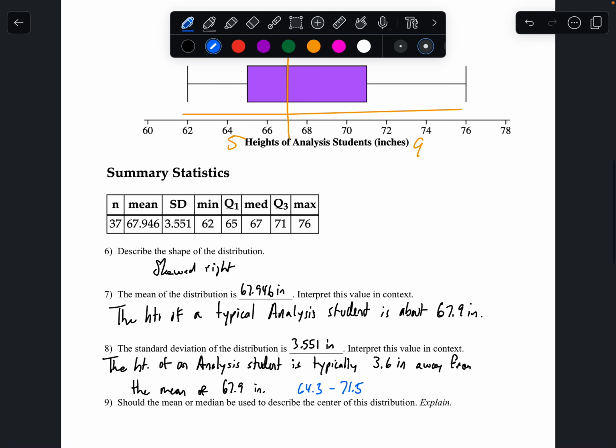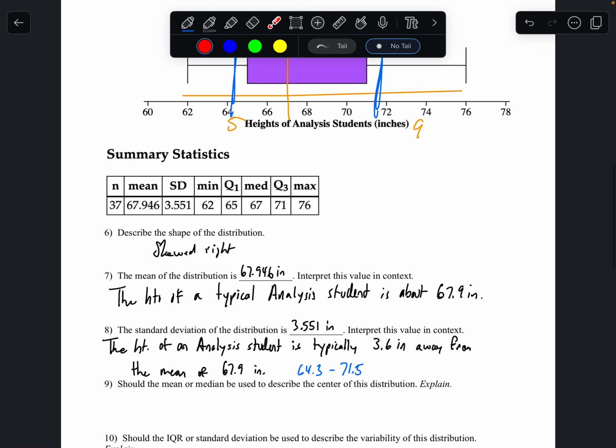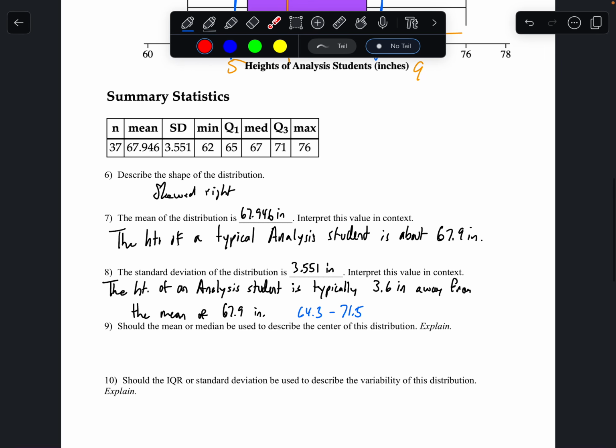So if we look at the box plot, 64.3 would be here-ish, and 71.5 would be here-ish. We can see that over half of the values are in this space, because remember the box is the middle half, and so we've got more on each side of that. So over half of the values are in that space. So again, the idea of a typical, like a random chance grabbing one of y'all, that you would be in that space. Kind of what that is trying to tell us.